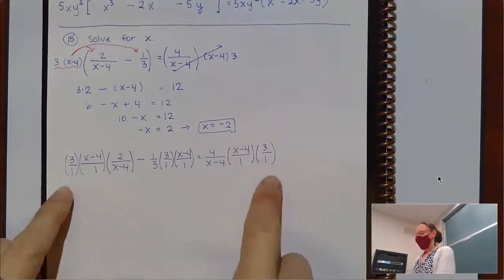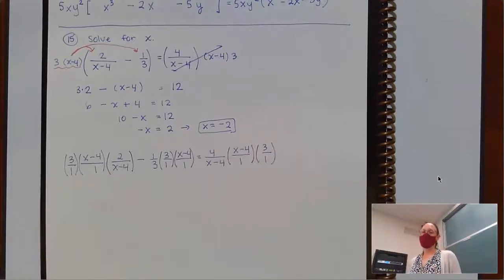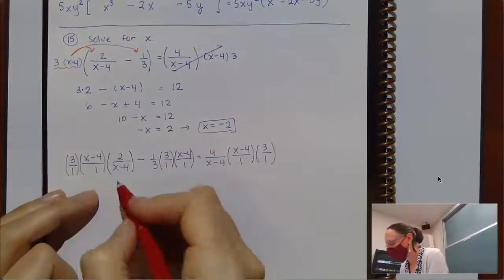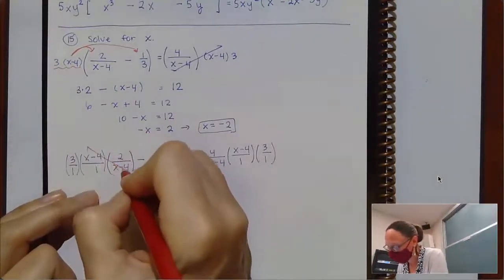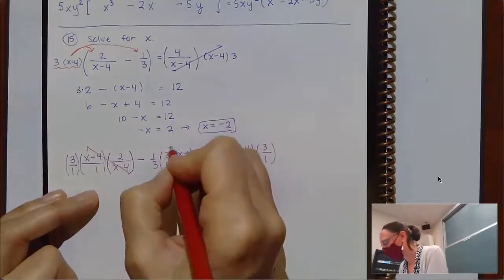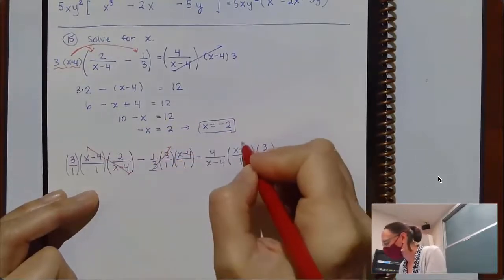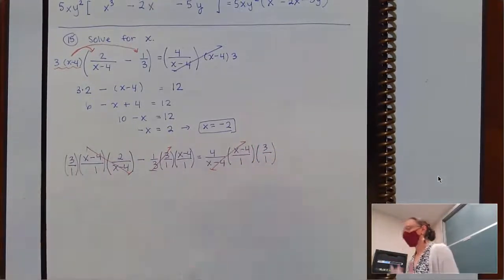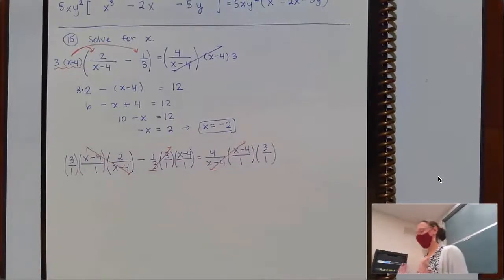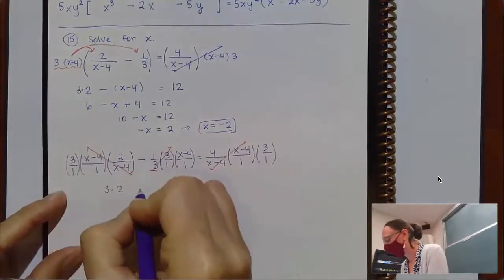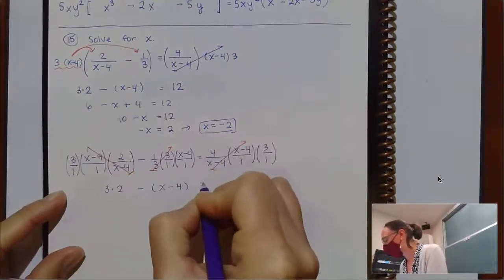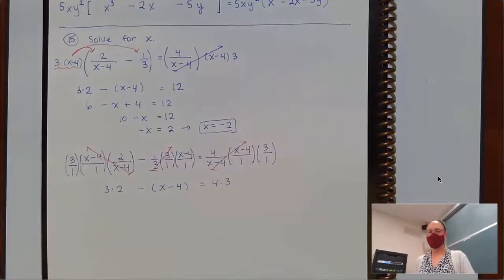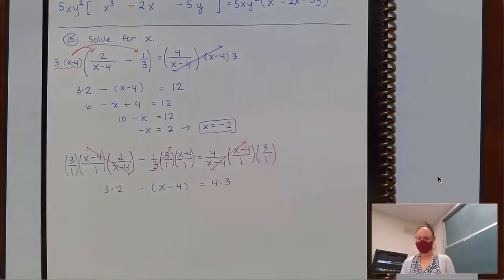I don't usually write the over ones, but I would encourage you to do so if you've been having any trouble keeping track of what's in the numerator and what's in the denominator on these problems. So now I think it's a little bit easier to see that x minus 4 over x minus 4 is a 1, and the 3 over 3 is a 1, and the x minus 4 over x minus 4 is a 1. And now all of my denominators are 1, so I don't have to write them. I'm back to 3 times 2 minus x minus 4 is equal to 4 times 3. We should get exactly the same answer.